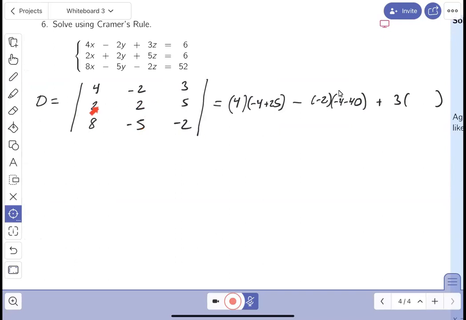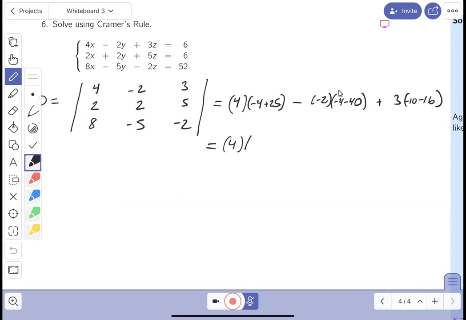Let's do this guy. This is the submatrix now. What does it give you? Minus 10 minus 16. And let's write this down. What do you get? 4. And that will be 21. I'll do that arithmetic later. It's going to be plus 2. That's going to be minus 44. Again, I'll do that later. Plus 3. And that's going to be minus 26 now.